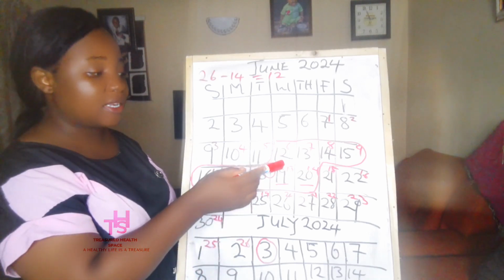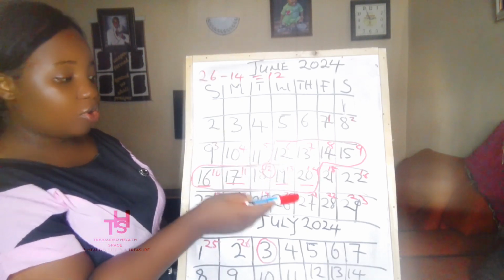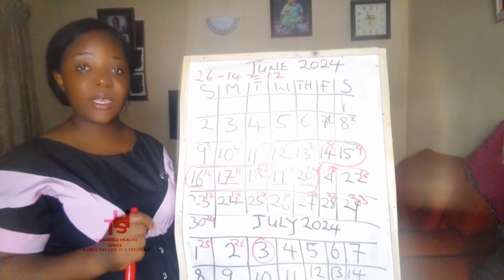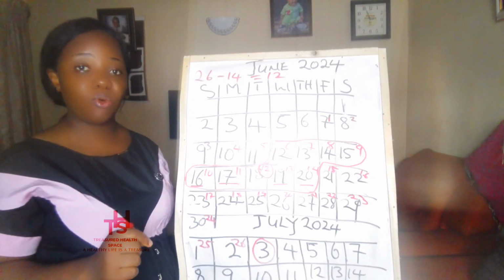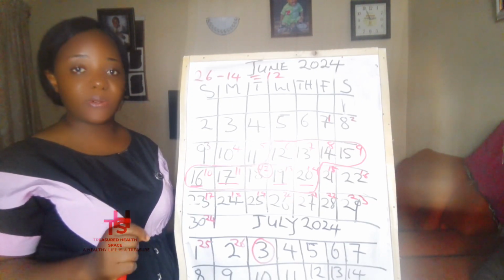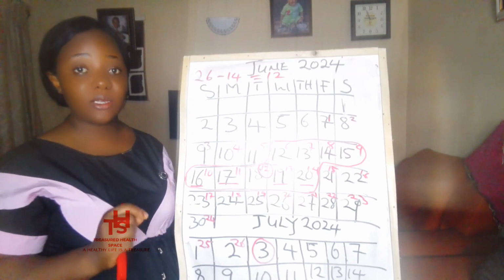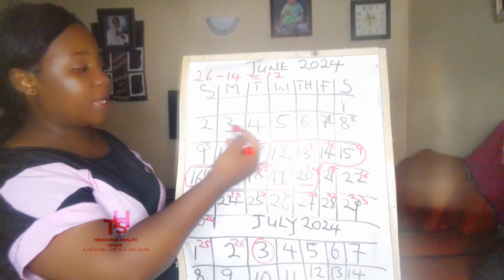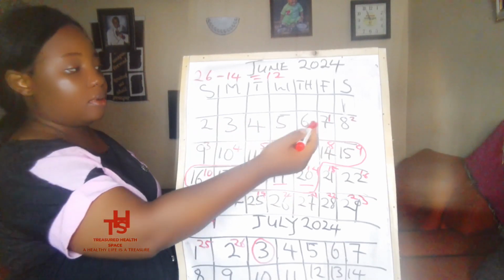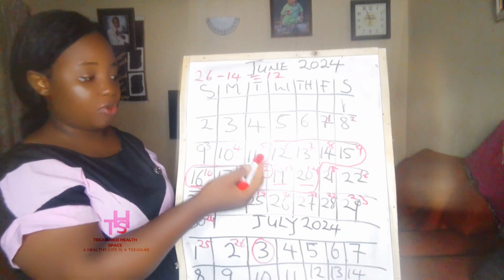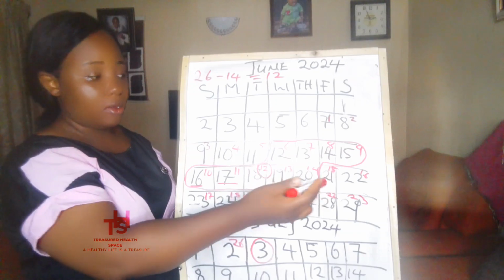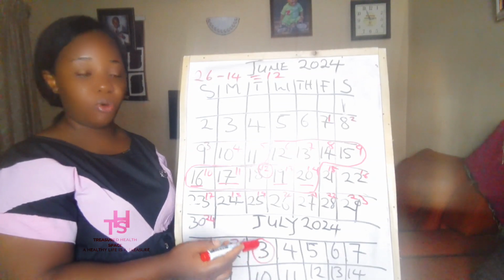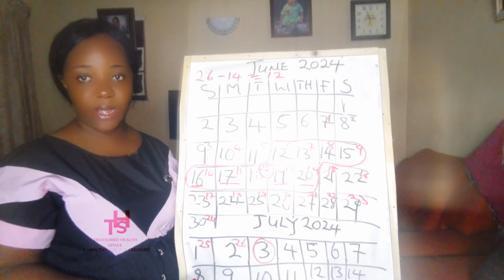Okay, from day 6 to day 14, that is the 12th of June to the 20th of June, you are in your fertile window. The fertile window is that time in your menstrual cycle when you are more likely to conceive if you have unprotected sexual intercourse with your partner. Every other day before this is your safe period, and after day 14, you enter your safe period again till you see your period again on the 3rd of July.